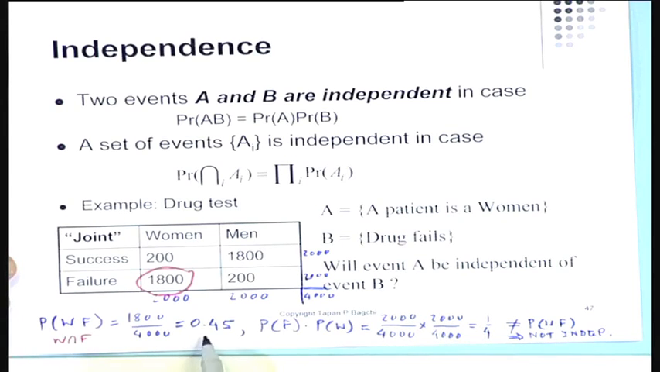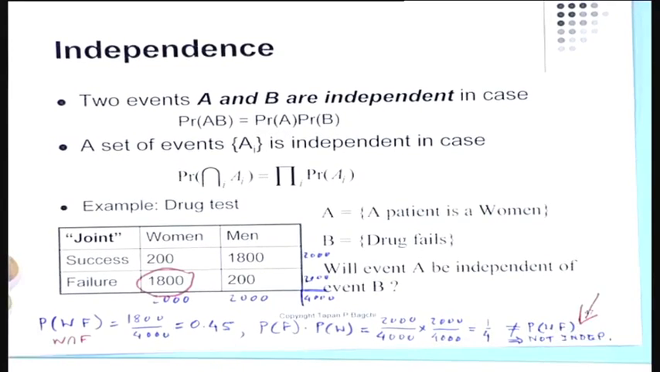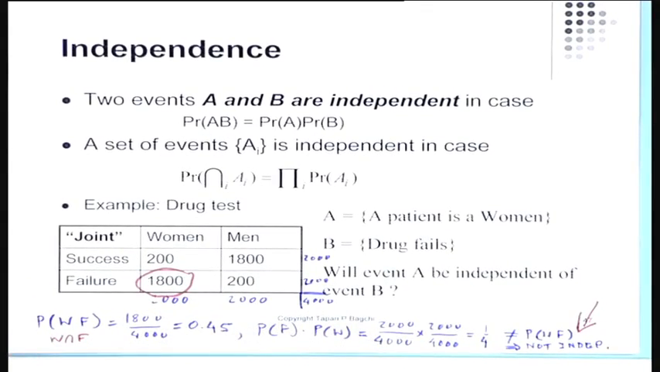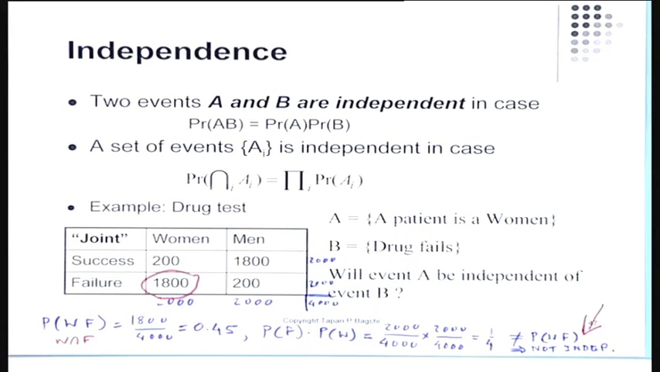And look at WF. WF is the joint probability, which is 0.45. It is not equal to 0.25. Therefore, it turns out these are not independent. So the conclusion is that the situation here is not independent. The drug failing and the patient being woman are not independent events.